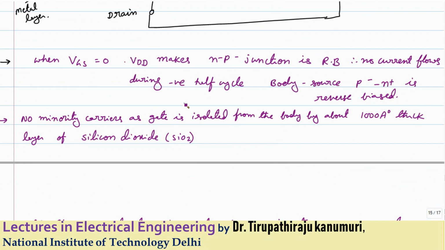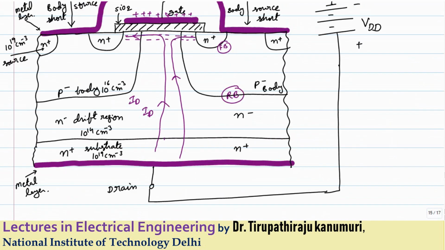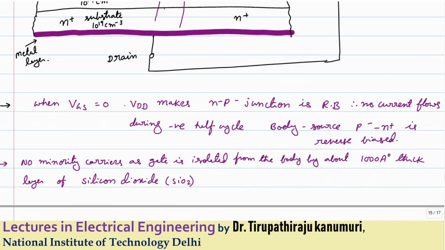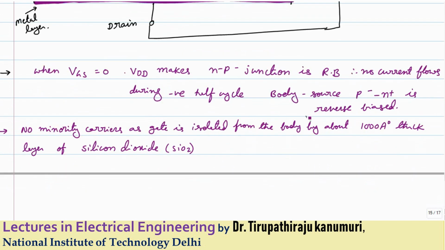Whenever the current is conducting, you can see here current is passing from the N plus layer to the N minus layer. Again through the channel that is formed because of induced electrons, it is passing through the N plus layer and going out. You can see here the entire channel has the same type of carriers. That means it has only one type of carrier. That is the advantage of this. There are no minority carriers, the reason being that the gate is isolated from the body. That is the main reason why the minority carriers are not there.